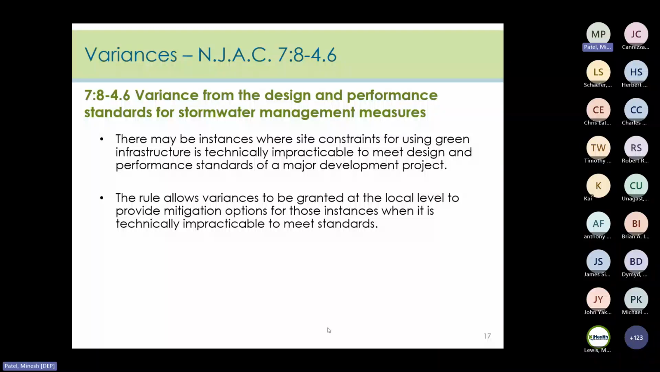The amendments to 7:8-4.6 were made to clarify the conditions that would warrant the granting of a variance by a municipality for a major development project. The amendments are intended to ensure that municipalities are not granting variances under inappropriate circumstances. Municipalities do not have to grant variances, and they do not have to create a mitigation plan if they do not plan to grant variances.